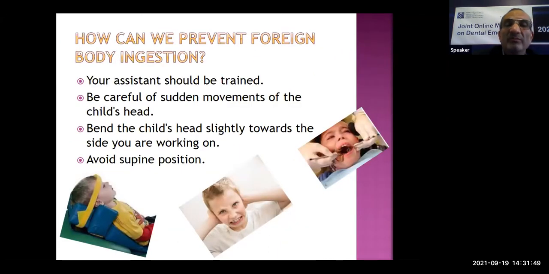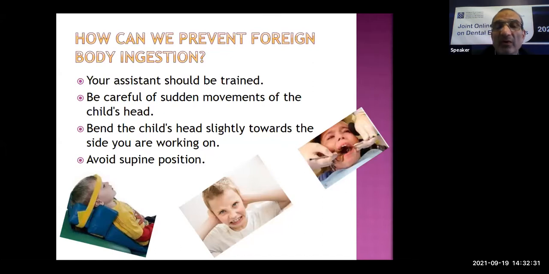How can we prevent foreign body ingestion? Another item we must pay attention to is our dental assistant. It is better to train our assistant to help us during the dental procedure. As I said, in Iran, we have a special course for dental assistants in the pediatric dental office or for a general practitioner who works more with children.